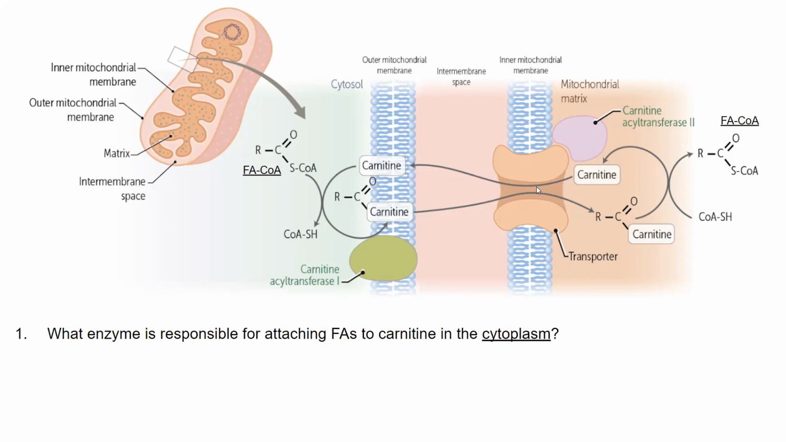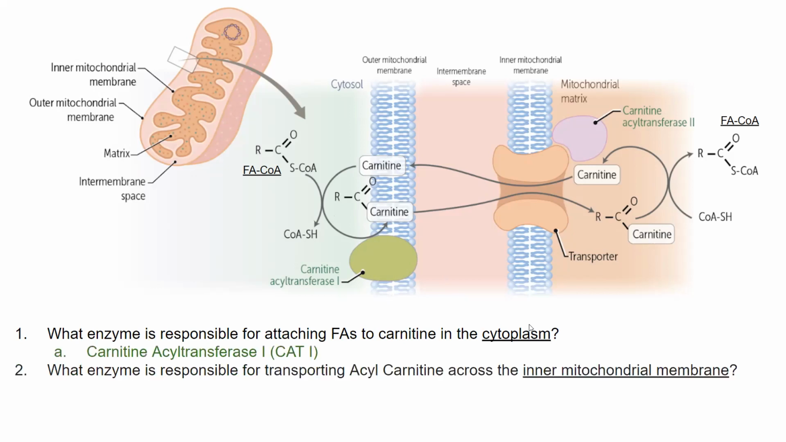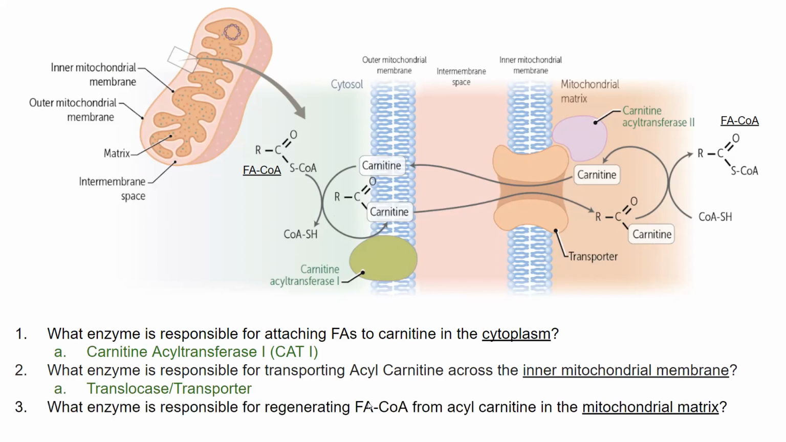So we already kind of did this. Which one does it in the cytoplasm? CAT1, good. What about transporting acylcarnitine across the membrane? Good, translocase, it's labeled transporter here. And then what about regenerating fatty acyl-CoA in the matrix? CAT2, very good.